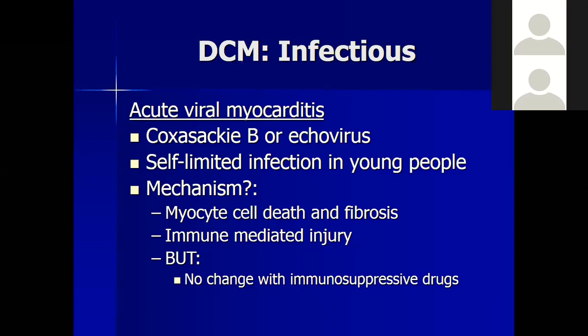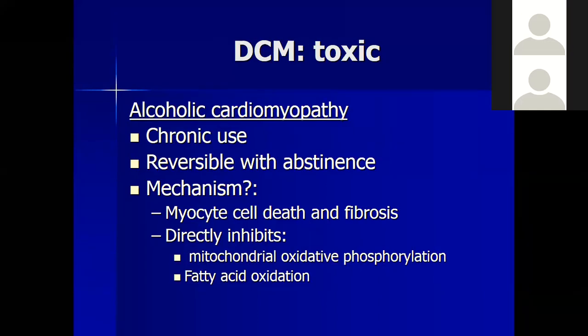Alcohol cardiomyopathy is also something we commonly see in these kinds of patients. They are chronic users. It is usually reversible with abstinence. If they quit the alcohol, they can have recovery in cardiomyopathy. What is the mechanism? It's also myocyte cell death, fibrosis. Basically, it directly inhibits the mitochondrial oxidative phosphorylation and fatty acid oxidation.